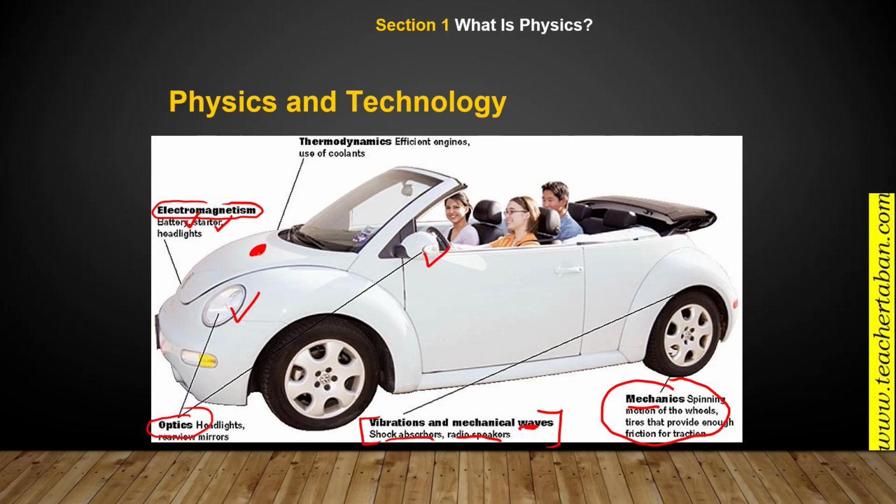Then when you touch this part of the car here, maybe the engine of the car is feeling hot. What is it all about? That is under heat, thermodynamics. So what do we have to do in order to make the car not to be heated up so fast? We use what we call the coolants. So we shall be seeing all of these applications as we move along the way.